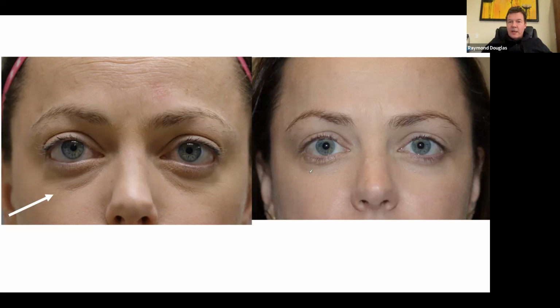We took this fat and rolled it onto the cheek. And you can see the improved contour of the lower eyelid, but also just the dramatic improvement of the lower eyelid and cheek position. It really gives a whole new, rested appearance.